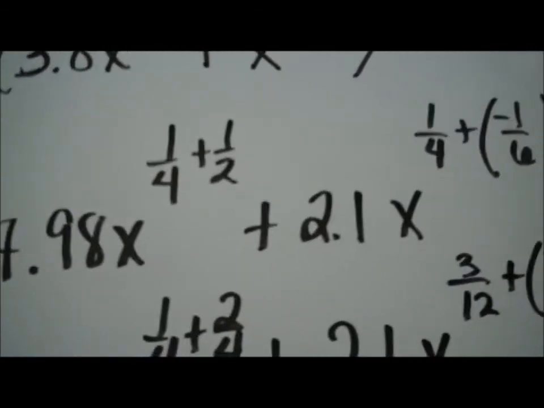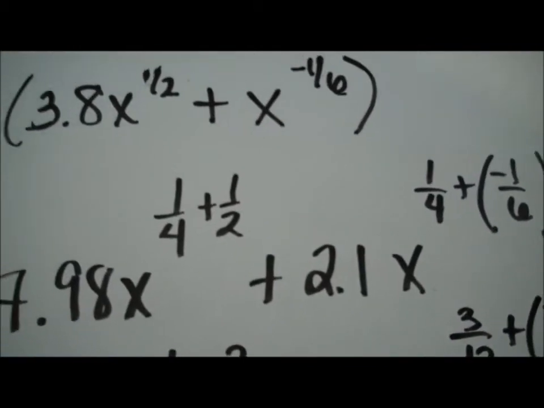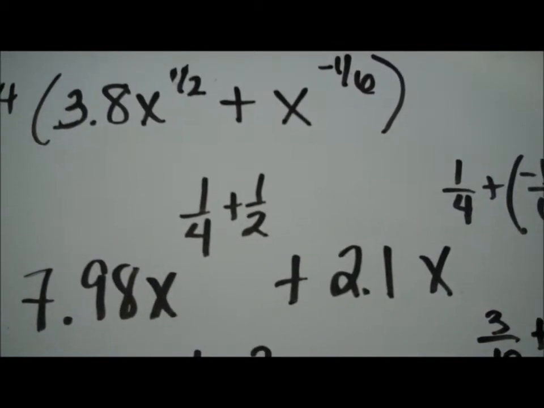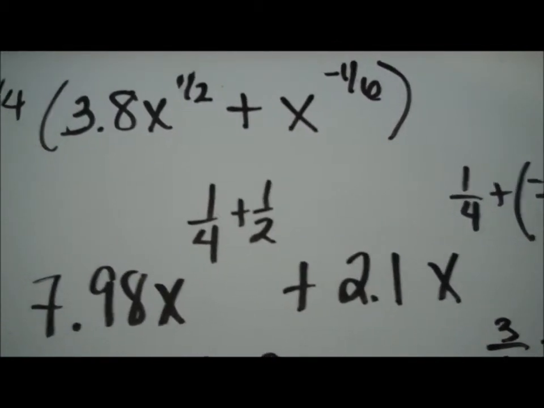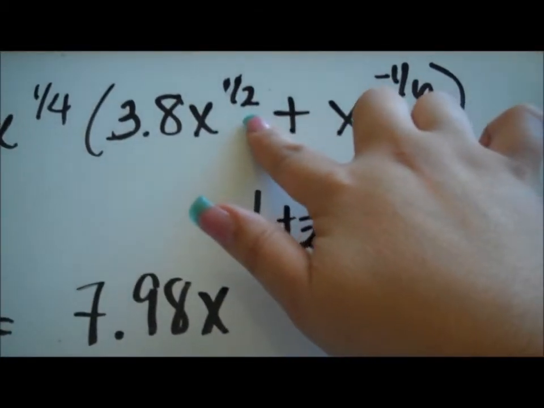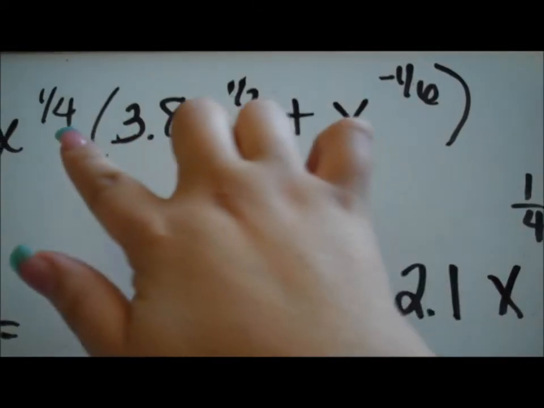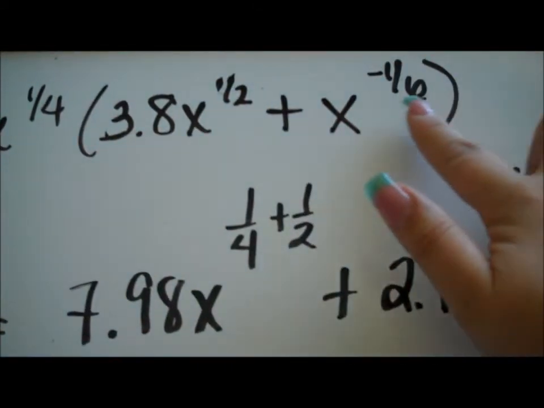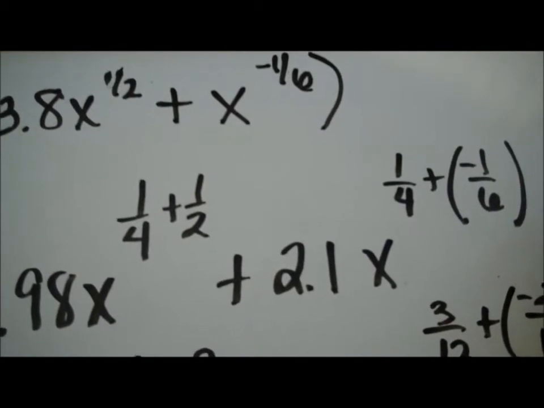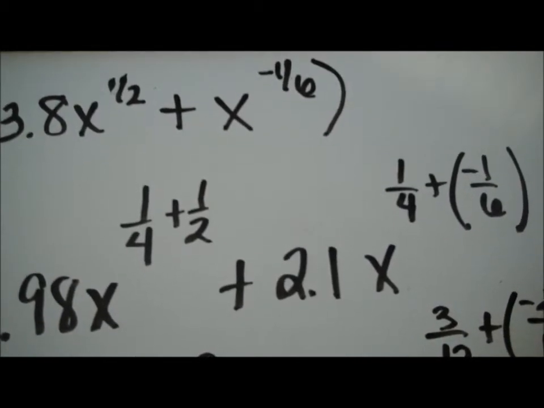So we get this right here. Okay, so 7.98 x raised to the 1/4 plus 1/2. Now remember, I'm just taking the exponent that was here and adding it to the exponent that was here. Same thing with the exponent here, multiplying this one right here. So I'm just rewriting it so that I'm focusing on just the exponents.